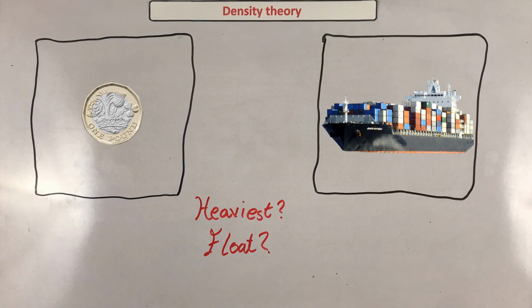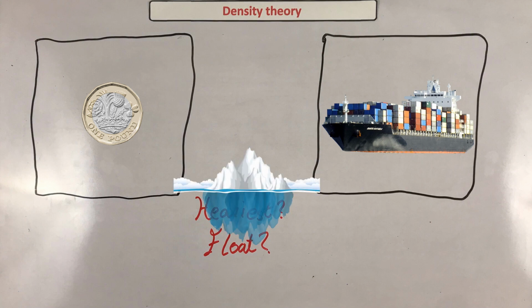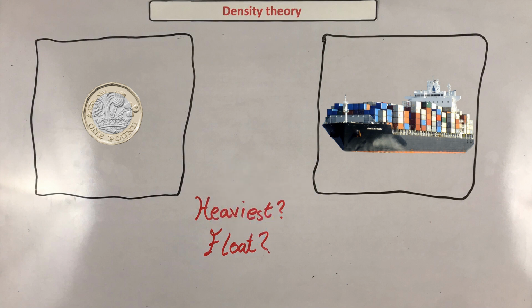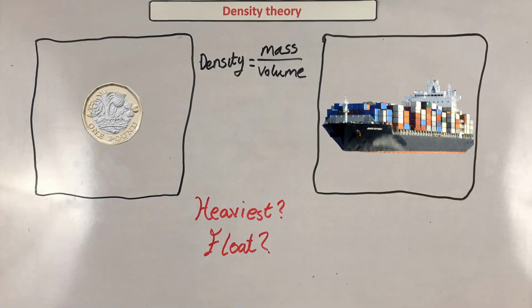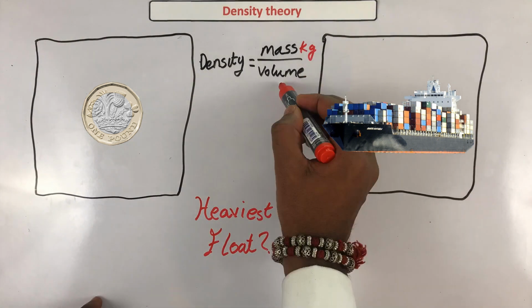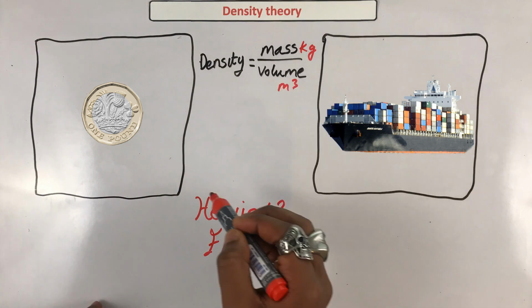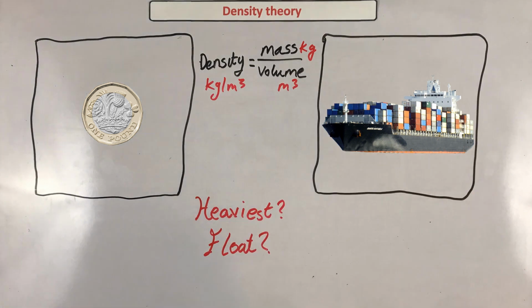The same way that icebergs float on water because they're less dense than water, the ship as a whole is less dense, but the pound coin on the other hand is more dense. This is the equation. Density is equal to mass over volume. Mass is measured in kilograms, volume is in meters cubed, and therefore density has to be kilograms per meters cubed.